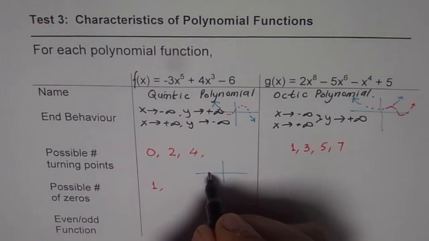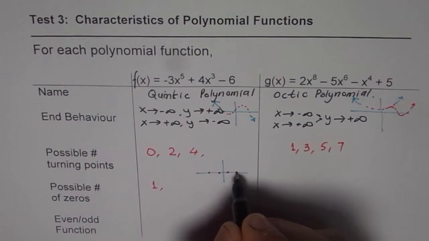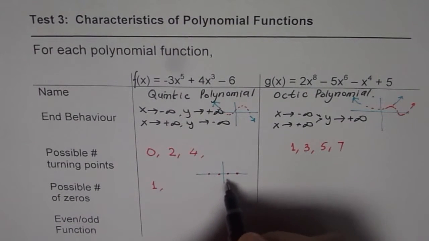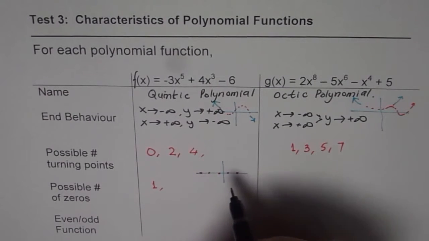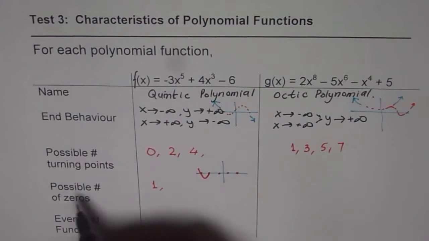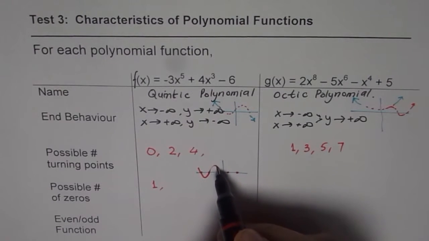So here we have, let us say 1, 2, 3, 4. Now degree 5 can have maximum 5 zeros. So we have, let me put 1 here. Now in this case, let's say all are linear. 1, so possible number of zeros are 5, right?